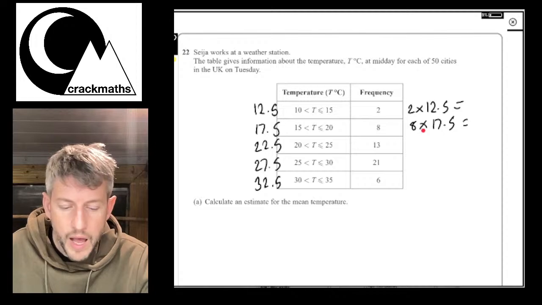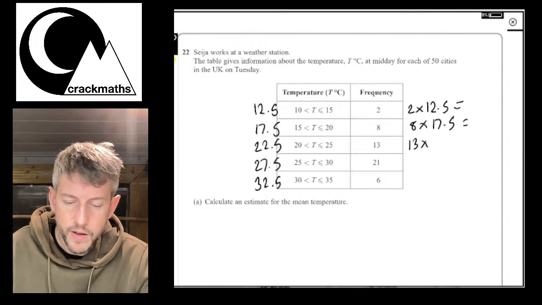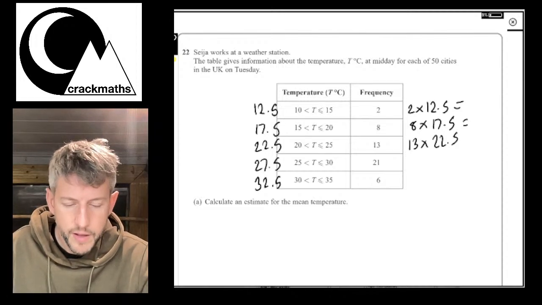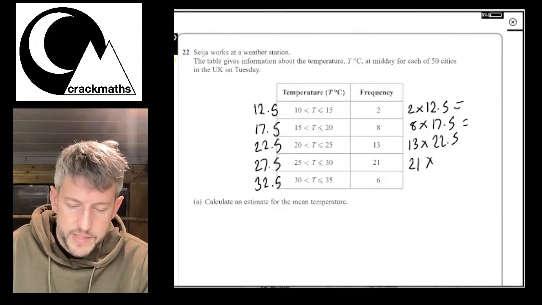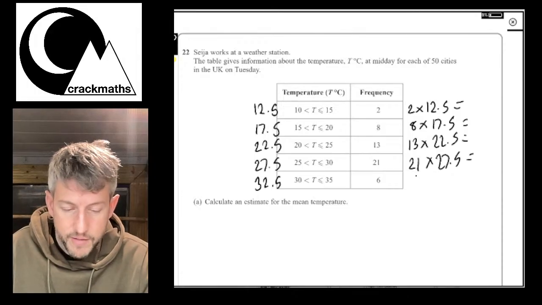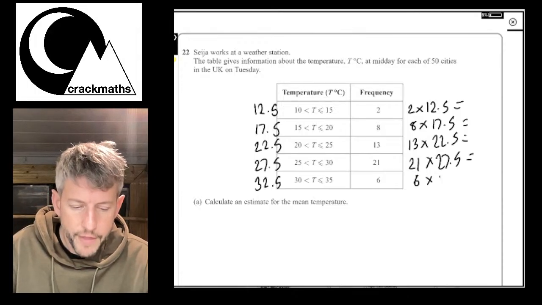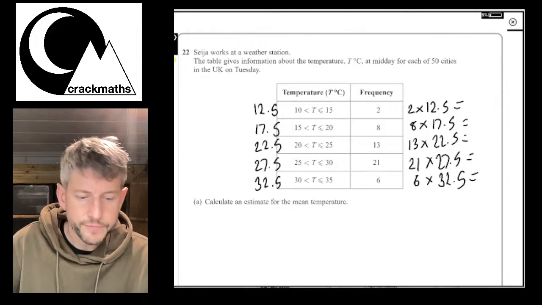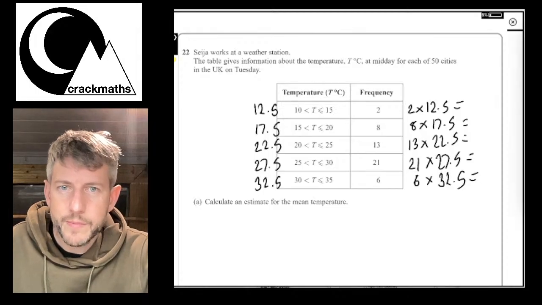Here we've got 13 occurrences of 22.5 degrees. Here we've got 21 occurrences of 27.5 degrees. And here we've got 6 occurrences of 32.5 degrees. So let's calculate all of these and add them together.